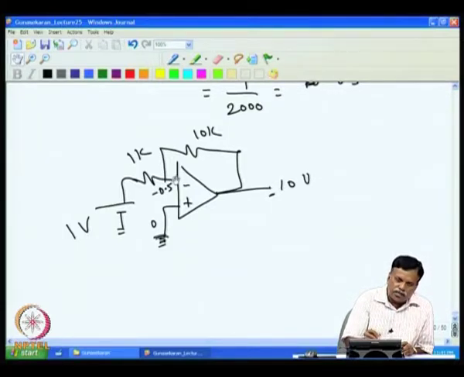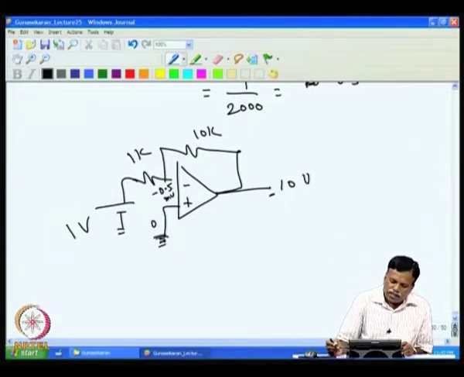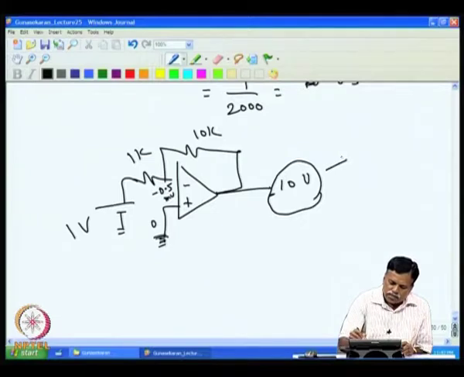Since in our derivation we assumed that this is also 0, this is also 0, but actually this is not 0, this is at 0.5 millivolt. The net result is our actual gain is not 10, but it will be less than 10, and the output also is not going to be 10 volt, it will be a little less than 10 volt. So, in the actual case this will be a little less than 10.